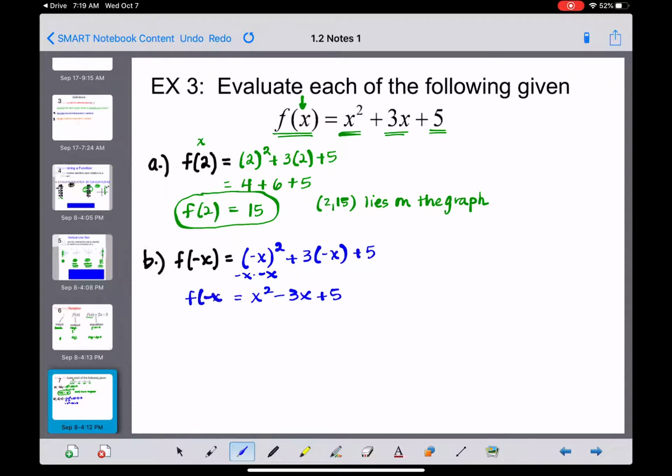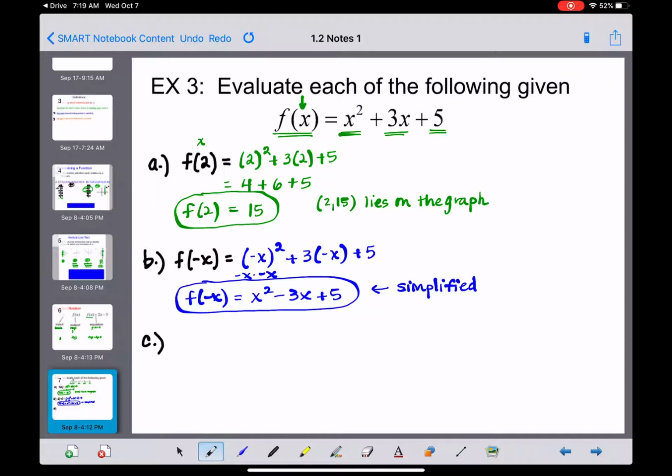So f of negative x, there's nothing more we can do. We're going to simplify it here. This would be considered to be simplified. Simplified means that I've tried to get rid of any parentheses unless it's rational, so I should not have parentheses. And I'm going to try to combine all my like terms. So that's all I could do. So that's all you're expected to do is just eliminate those parentheses and combine any like terms. So again, we're going to be using that f of negative x in a couple ways throughout this unit.